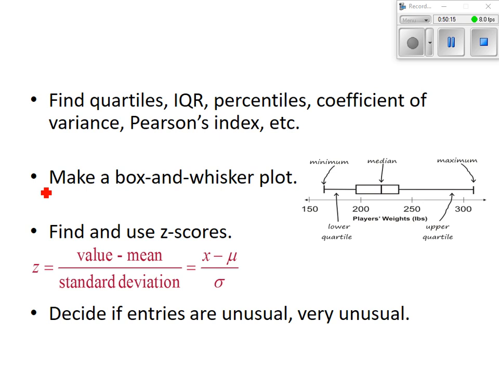Be able to find quartiles. What do quartiles tell you again? Four parts. What's the IQR? Interquartile range. And remember, interquartile range is just the third quartile minus quartile 1. I'll get out of the way and let you write a little bit. Z-scores, be able to do those.